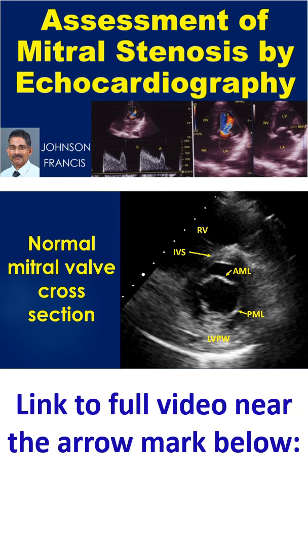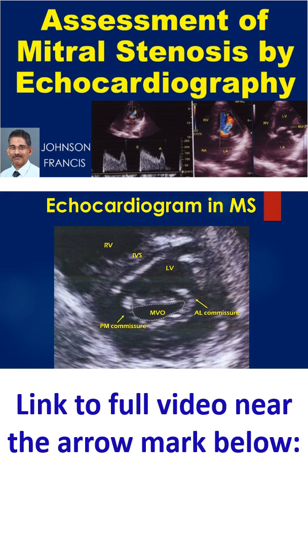Opening of a normal mitral valve may be reduced in low cardiac output states even without significant mitral stenosis. Echocardiogram in mitral stenosis showing commissural fusion. Parasternal short axis view showing mitral valve in cross section and anterolateral and posteromedial commissures. The valve leaflets are thickened and the commissures are fused.